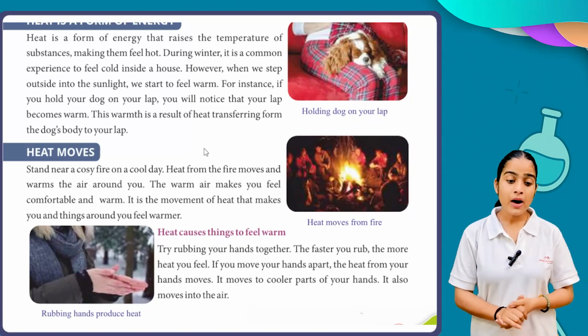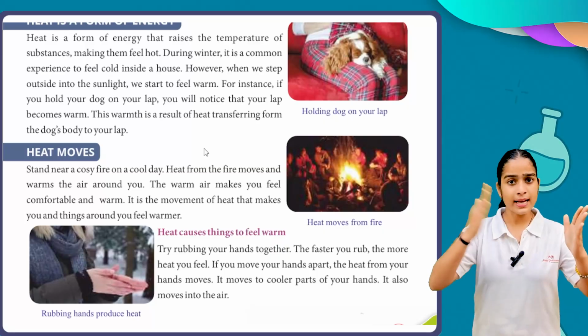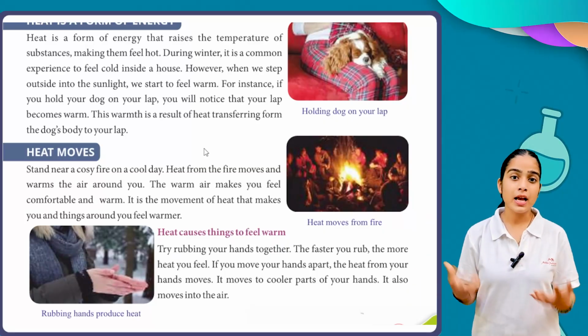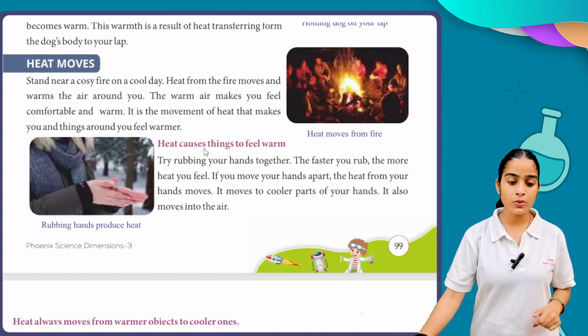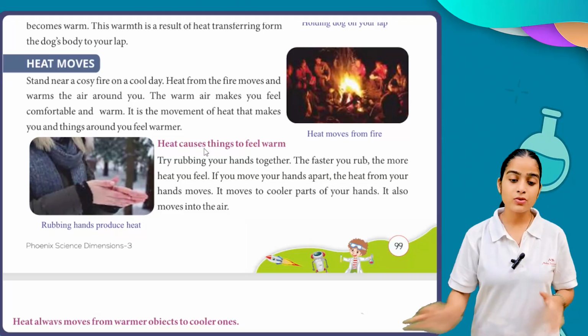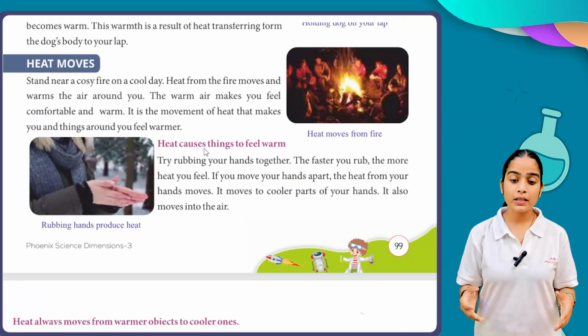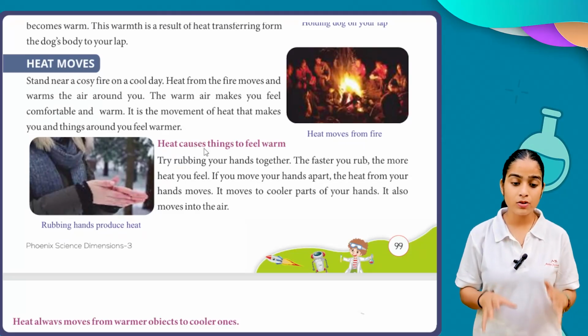Okay, now heat causes things to feel warm. As we already know, heat is referred to as hotness, and if something has hotness, it gives us the feeling of warmth. So that is easy for you. Now try rubbing your hands together. The faster you rub, the more heat you feel. If you move your hands apart, the heat from your hands moves. It moves to cooler parts of your hands. It also moves into the air.